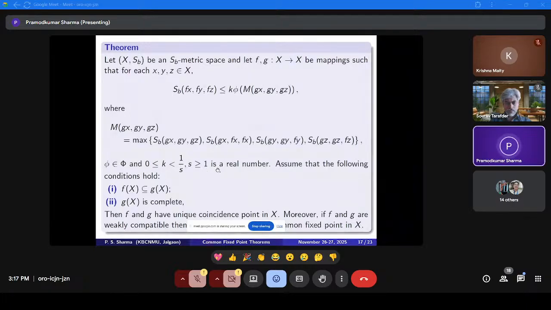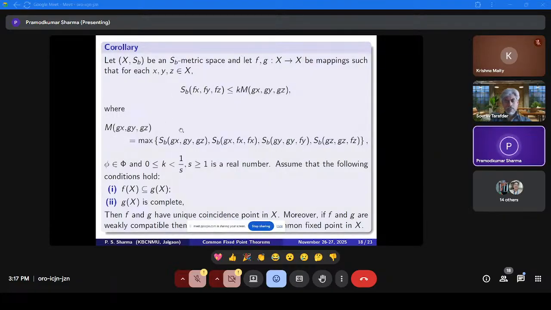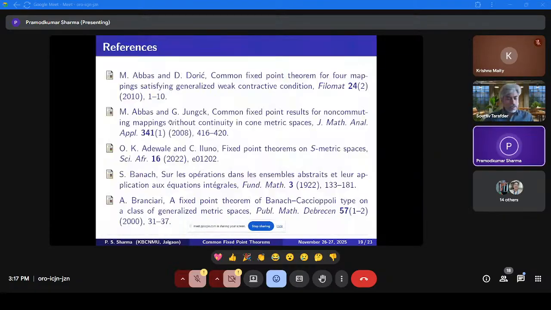by s greater than or equal to 1, and if f(X) is contained in g(X) and g(X) is complete, then f and g have a unique coincidence point in X. Moreover, if f and g are weakly compatible, then f and g have a unique common fixed point in X. This is a corollary to the last theorem.